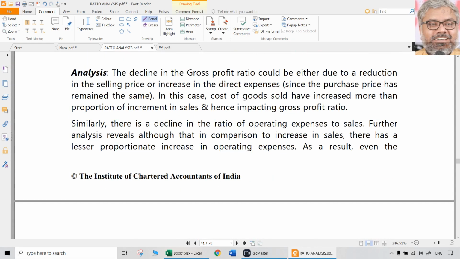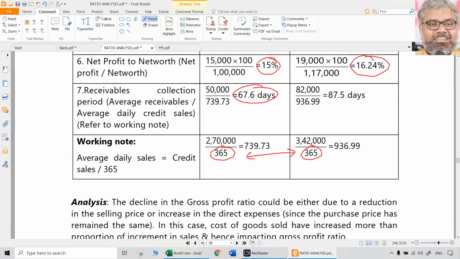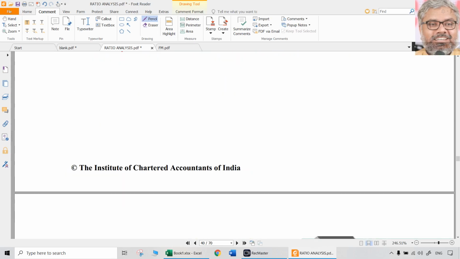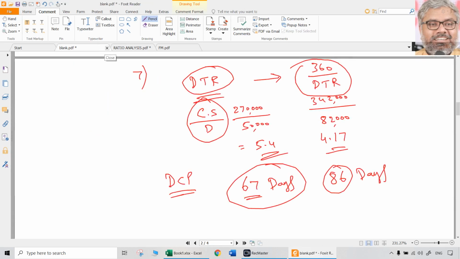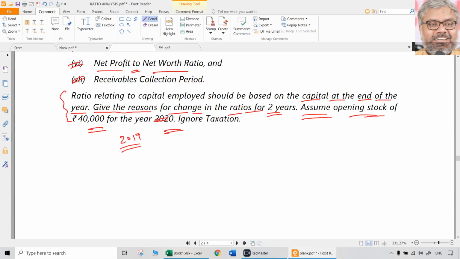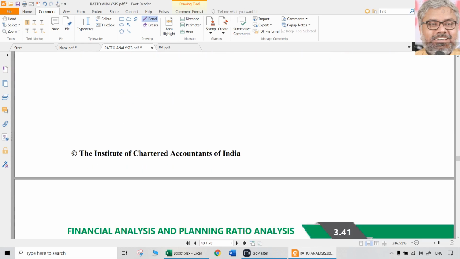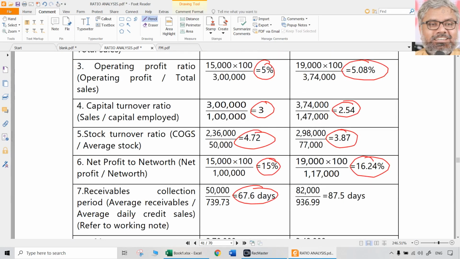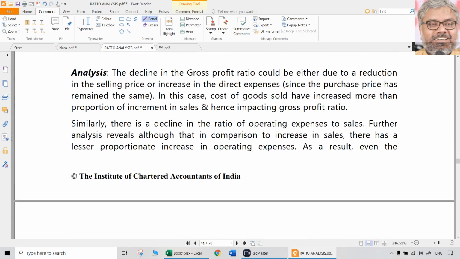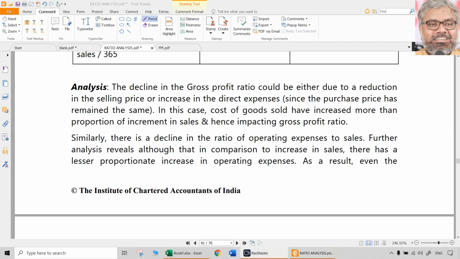Now analysis also was asked in the question. Clearly, it was asked. Give the reasons for the change in the ratios for the 2 years. Reasons. Again, we can say possible reasons. We cannot exactly say it will really happen. We will come to know everything from the ratios only. But yes, possibly what could have happened, that we can observe. One by one we can have an interpretation. Each ratio can have an interpretation.